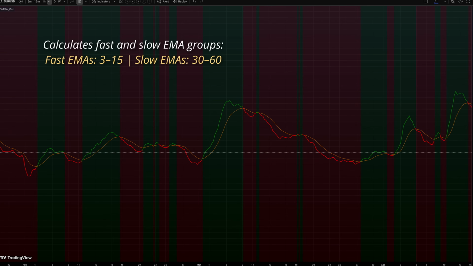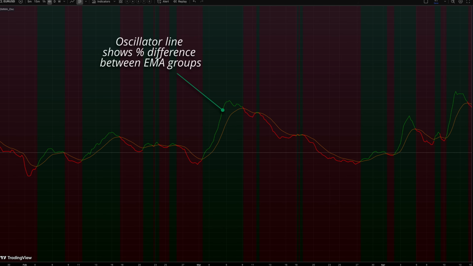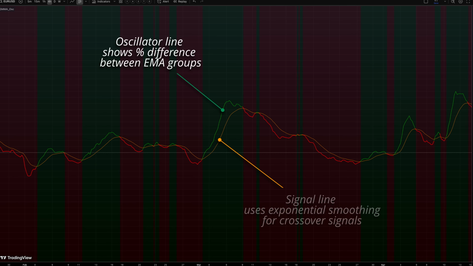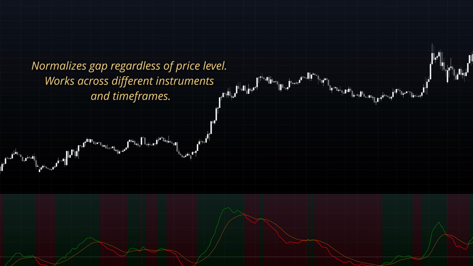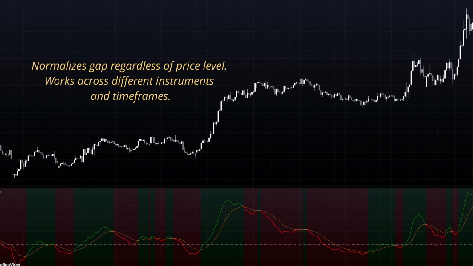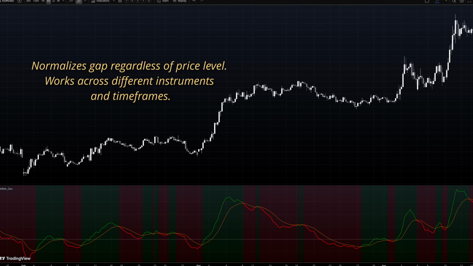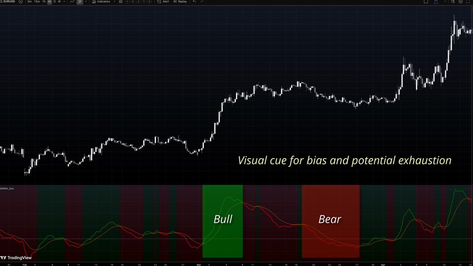The indicator calculates two groups of exponential moving averages, 6 fast EMAs, representing short-term trader activity, and 6 slow EMAs, tracking long-term investor behavior. The oscillator line shows the percentage difference between these groups, while a signal line uses exponential smoothing for crossover signals. Trading signals generate when the oscillator crosses above the signal line for bullish conditions, or below for bearish conditions. The percentage-based calculation normalizes the difference regardless of price level, making it applicable across various instruments and time frames. Background coloring provides visual confirmation of current market bias.